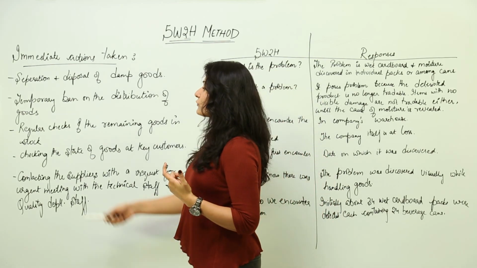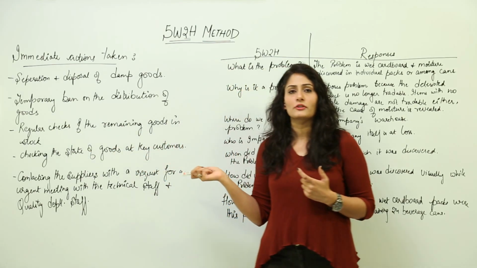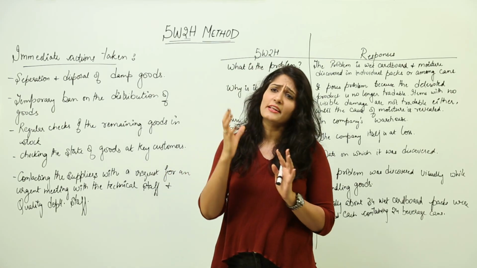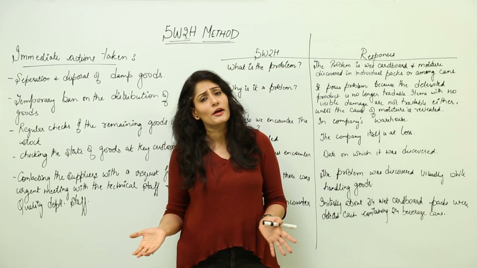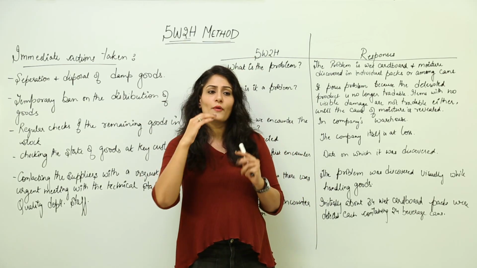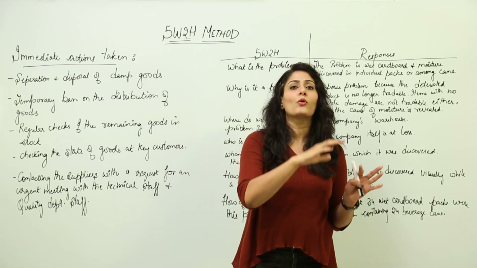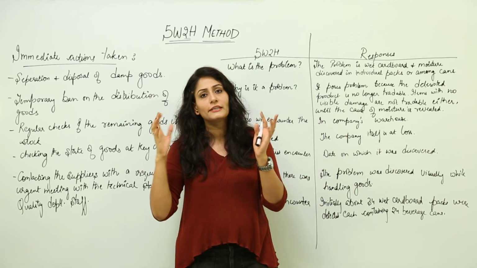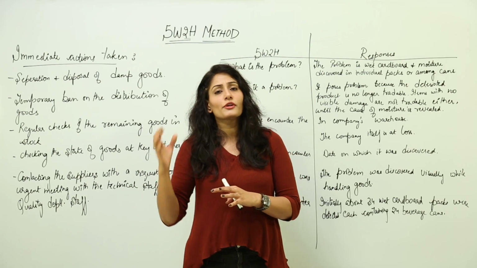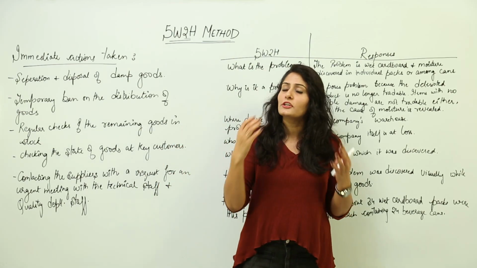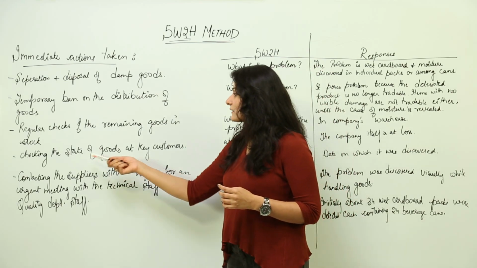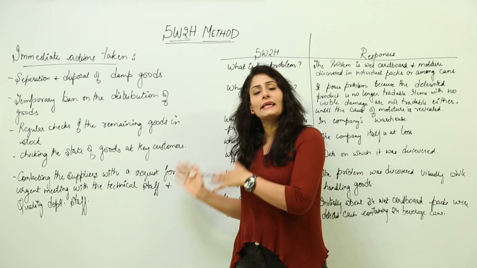And then the third step they took was a regular check of the remaining goods in the stock, right? They took this step so that they could find out whether there was some variation in the temperature of the warehouse, or the way they were handling the goods, that was causing the problem. Because when the visual inspection was done earlier, only those goods were stored which were found fine, right? The problem started after some time. So they wanted to make sure whether the conditions in the warehouse were appropriate or not, and then checking the state of goods at the key customers.